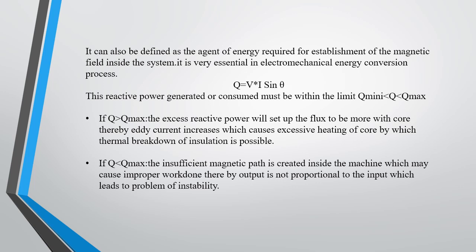If Q is greater than Q maximum, the excessive reactive power will set up the flux to be more within the core, thereby eddy current increases, which causes excessive heating of core, by which thermal breakdown of insulation is possible. If Q is less than Q minimum, insufficient magnetic path is created inside the machine, which may cause improper work done, thereby output is not proportional to the input, which leads to the problem of instability.